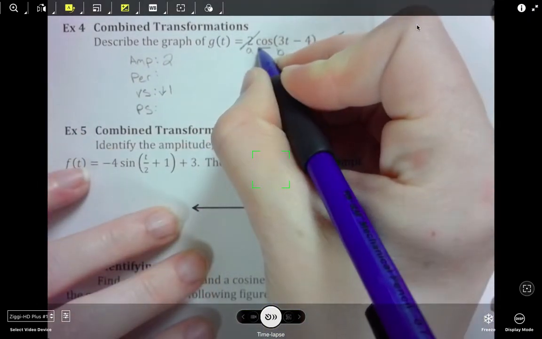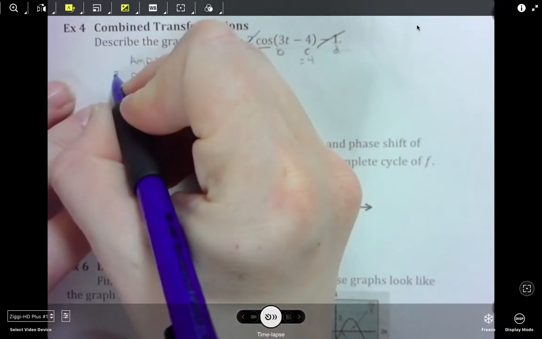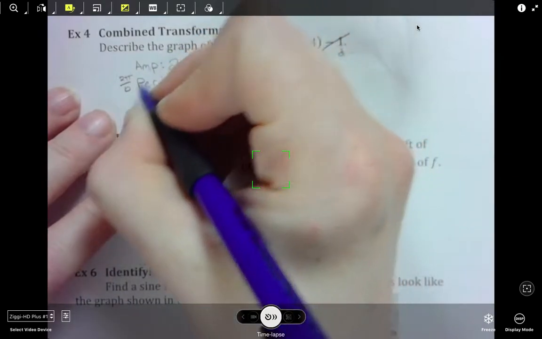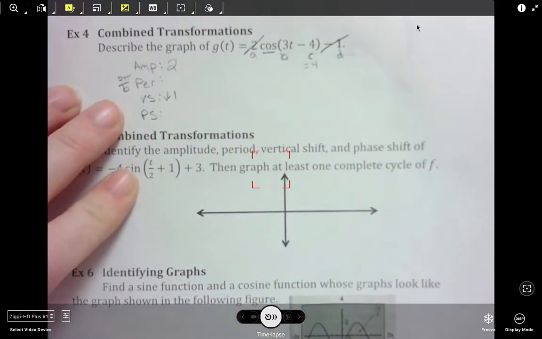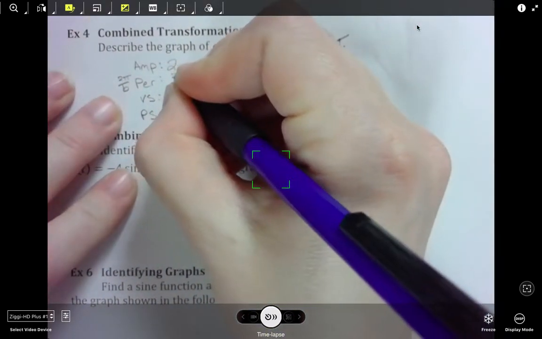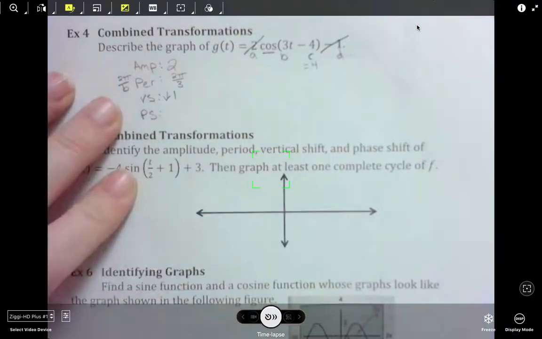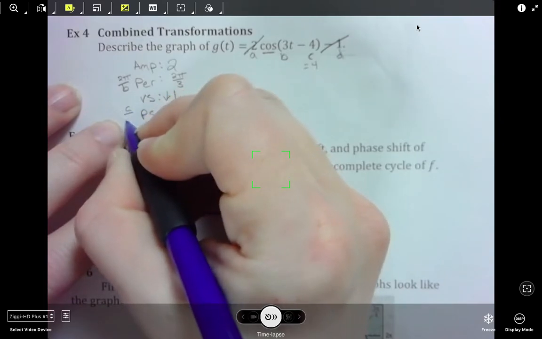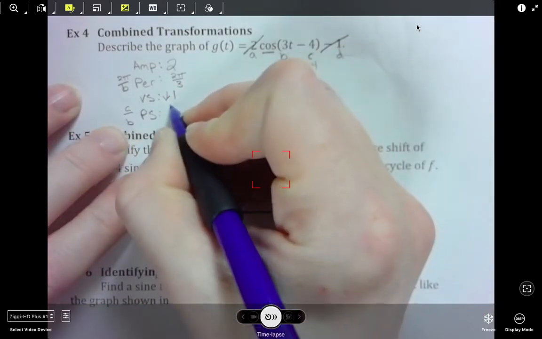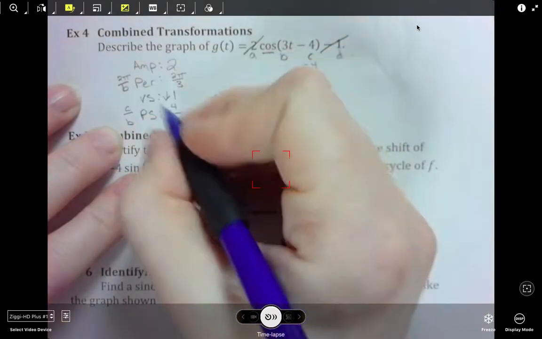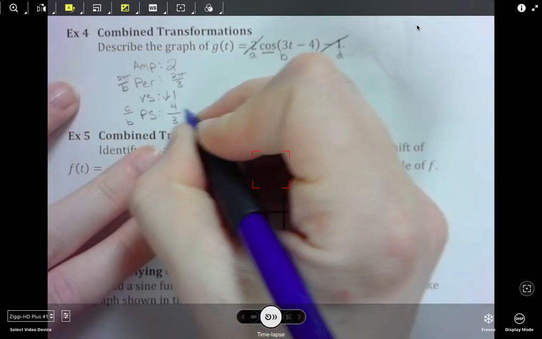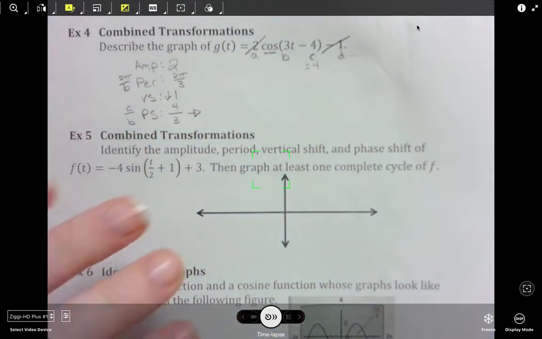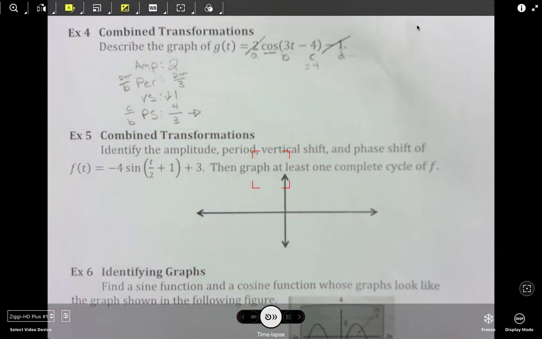Period, since we're dealing with cosine, period is 2 pi over b. If this was tangent, it would just be pi over b, okay? But this is 2 pi over b, and b is 3. So 2 pi over 3 is my new period, okay? And phase shift is c over b. C is 4, and B is 3, so 4/3. And since it's a positive 4/3, that means I'm going 4/3 units to the right. Okay, and I draw my arrow to the right.